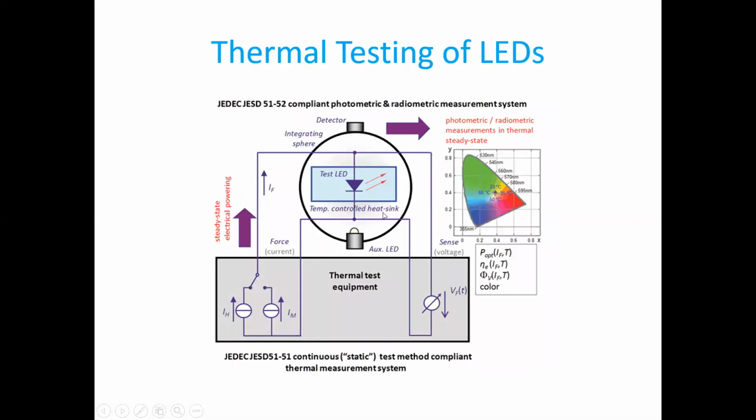This is the temperature controlled heat sink, and this is the integrating sphere. This one is the detector, and this is the auxiliary LED. So this is where the photometric or radiometric measurement in the thermal steady state is done.